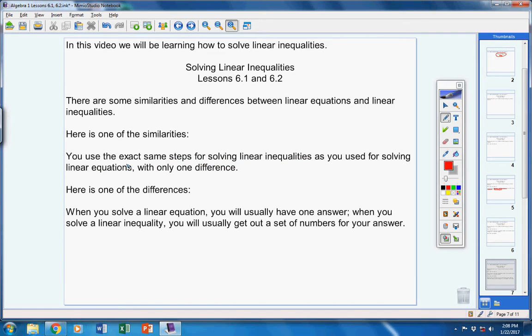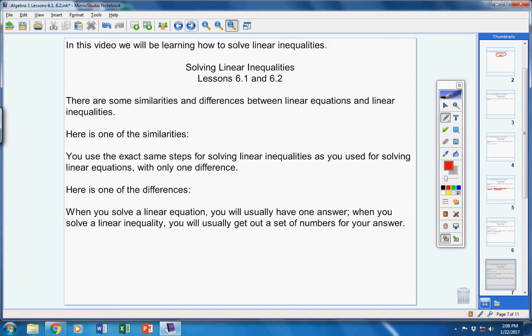Okay? Here's one of the differences. When you solve a linear equation, usually, not always, but usually, you have one answer for your equation. For example, if I had 2x plus 3 equals 7, brought the 3 over and made it negative, divided by 2, I get out a number. Okay, one answer: 2. When you solve a linear inequality, you will usually get out a set of numbers for your answer. Not just one number, but a group of numbers.